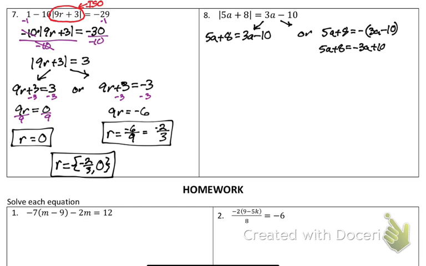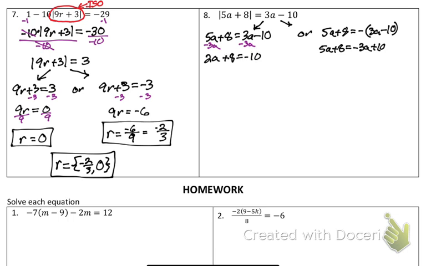5a plus 8 equals negative 3a plus 10. The complete opposite of that other side. Then we just go ahead and solve our way through this one. I'm going to subtract 3a from both sides. I don't care how you solve these. You should have a method for solving, I hope, at this stage in your math career.